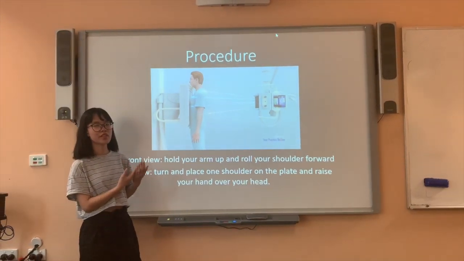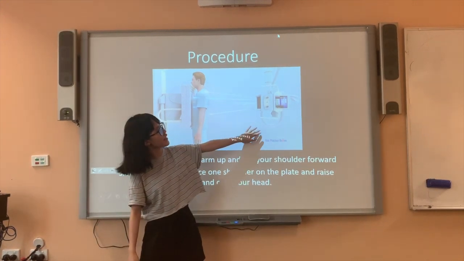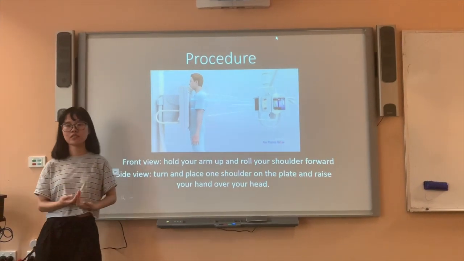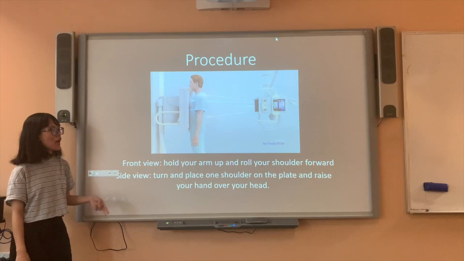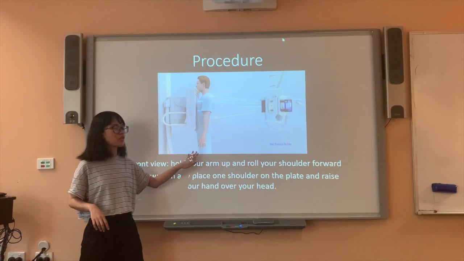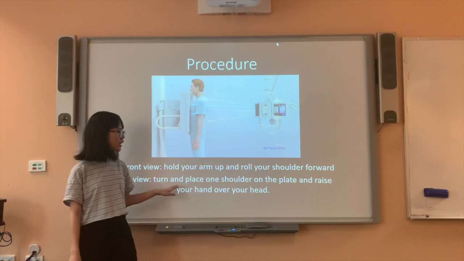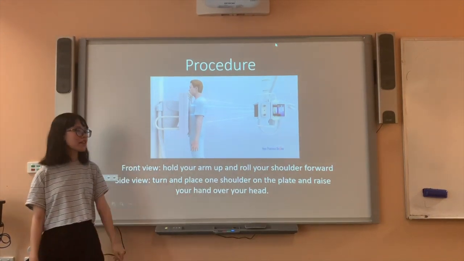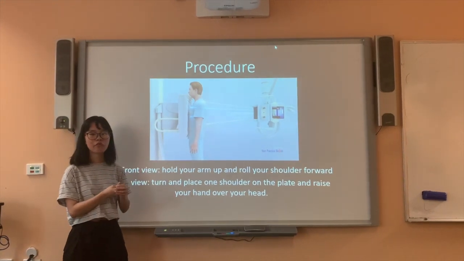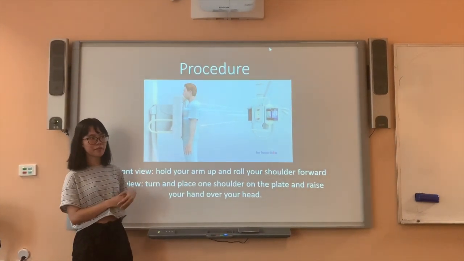During the procedure, your body will be positioned between a machine that provides the X-ray and a plate that will create the image digitally or create an X-ray film. You have two views. For the front view, you hold your arms up and roll your shoulders forward. For the side view, you turn and place one shoulder on the plate and raise your hand up to your head. The physician will look for a white spot in the lungs during the X-ray procedure.